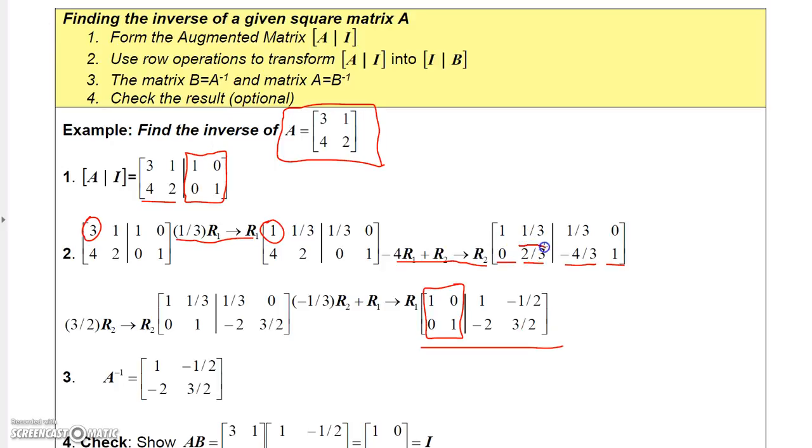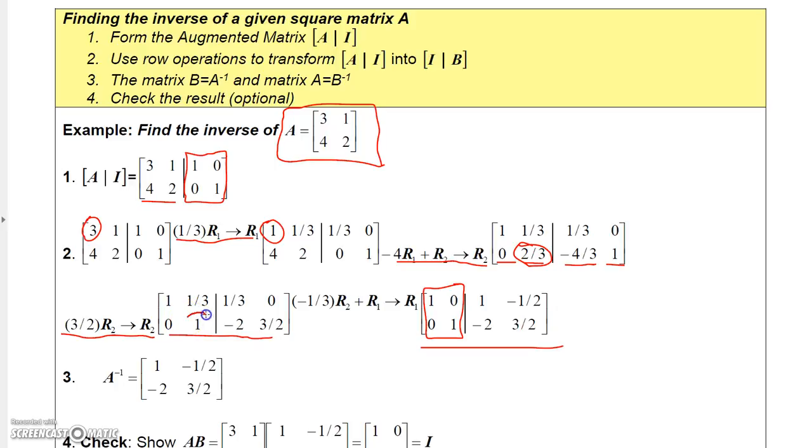Okay, the next thing I want to do is convert this to a 1 by multiplying this row by the reciprocal of 2 thirds. So I'll just multiply everybody by 3 halves. So 0 times 3 halves is 0. 2 thirds times 3 halves is 1. 3 halves times negative 4 thirds, you can do that on scratch paper if you need to, but you're going to get negative 2. And then 3 halves times 1 is 3 halves. So there's my new row.